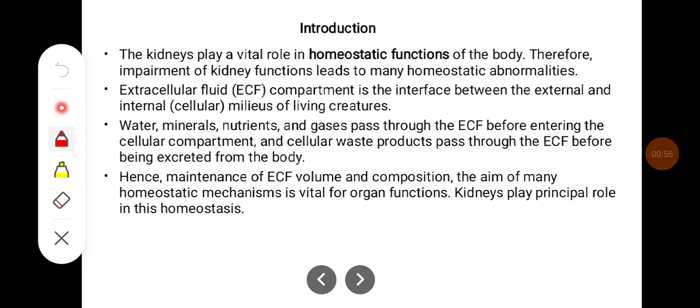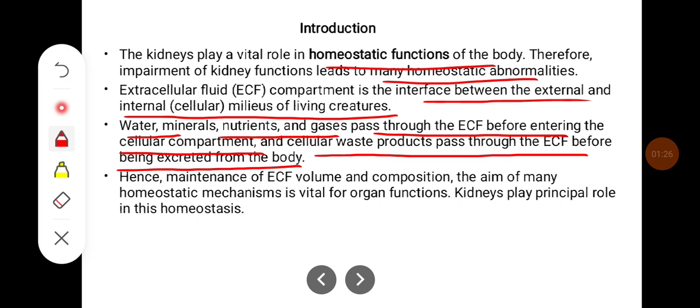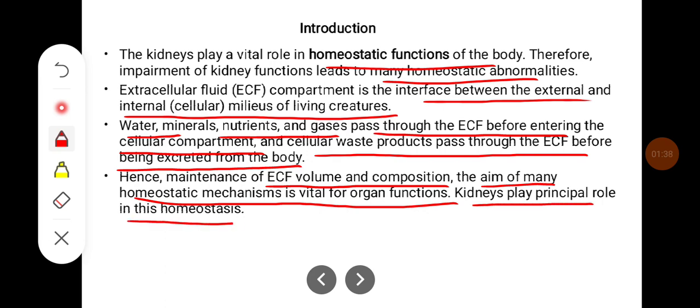The kidney plays a vital role in homeostatic functions of the body. Therefore, impairment of kidney function leads to many homeostatic abnormalities. Extracellular fluid compartment is the interface between external and internal milieus of living creatures. Water, minerals, nutrients, and gases pass through the ECF before entering the cellular compartment, and cellular waste products pass through ECF before being excreted from the body. Hence, maintenance of ECF volume and composition, the aim of many homeostatic mechanisms, is vital for the organ functions. The kidney plays an important and principal role in this homeostasis.